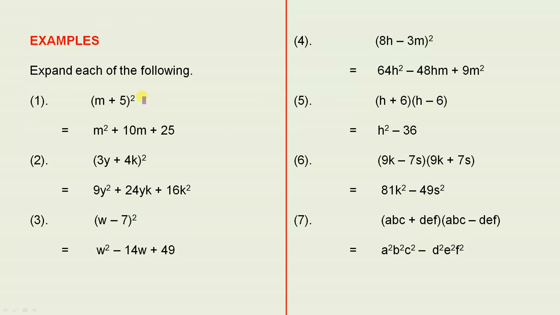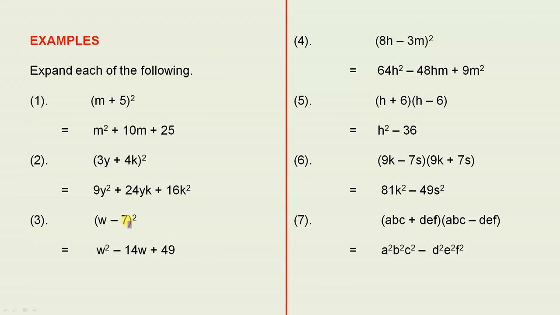Let's start with (m + 5) all squared. The rule says square the first, which is m squared, plus twice their product. 5 times m is 5m, twice 5m is 10m, plus the square of the second. So you can go from there to there, no working involved, just follow the rule. Similarly here, square the first, so (3y) all squared is 9y squared, twice their product, that's 12yk, twice their product is 24yk. And finally, square the second, which is 16k squared.